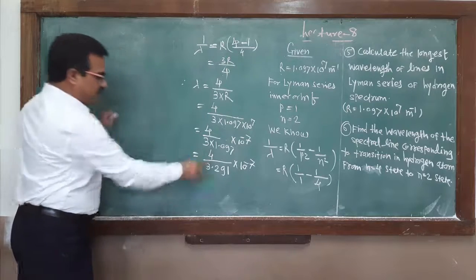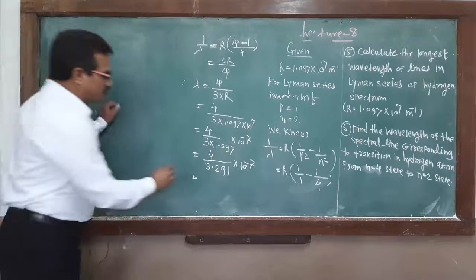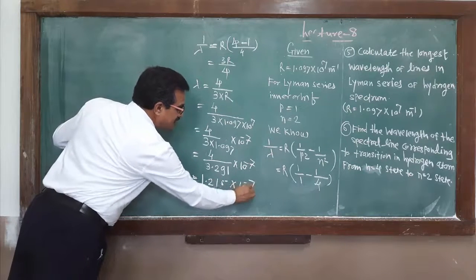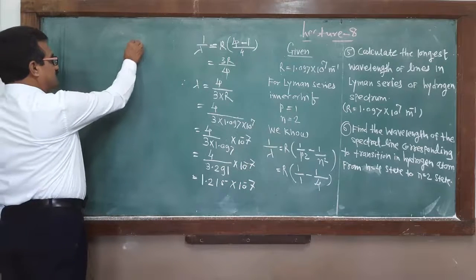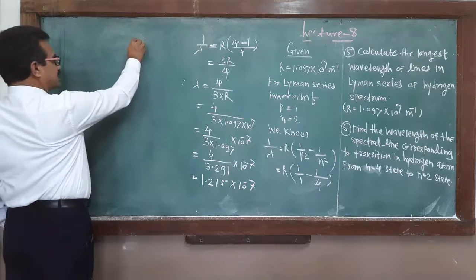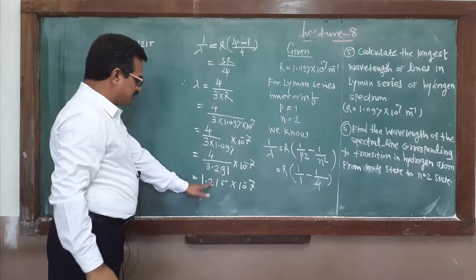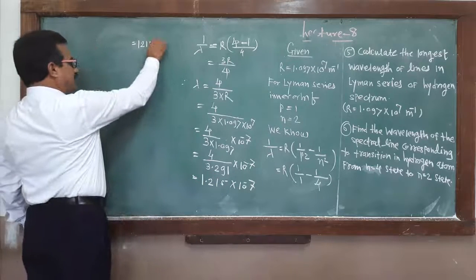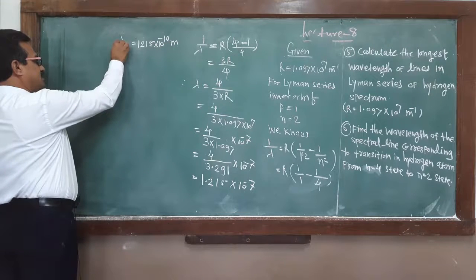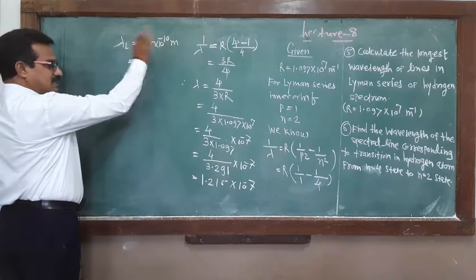Again, solve this value using the calculator, and that value comes out to be 1.215 into 10 raised to minus 7. That is equal to 1215, the decimal point shifted by 3 positions, multiplied by 10 raised to minus 10 meter. Means the longest wavelength. And 10 raised to minus 10 means 1 angstrom.